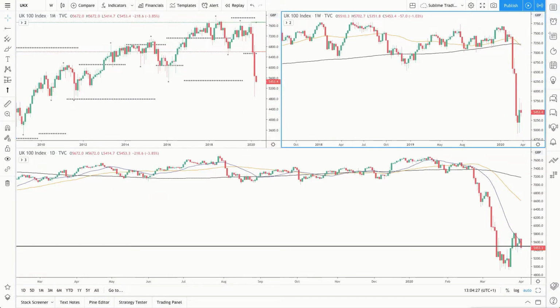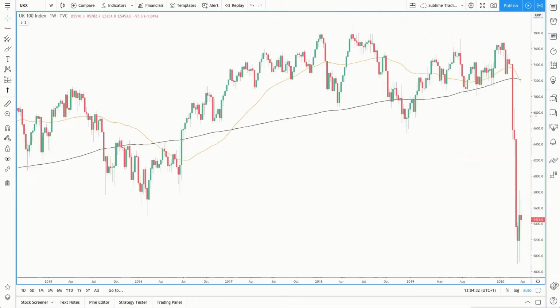Now if we go to the weekly time frame, there's two very simple tools on here. We have the black line, which is the 200 moving average, and the orange line, which is the 50 simple moving average. So ultimately what we're looking for is price to be below both moving averages for it to have a bearish bias, or above both moving averages for it to have a bullish bias.